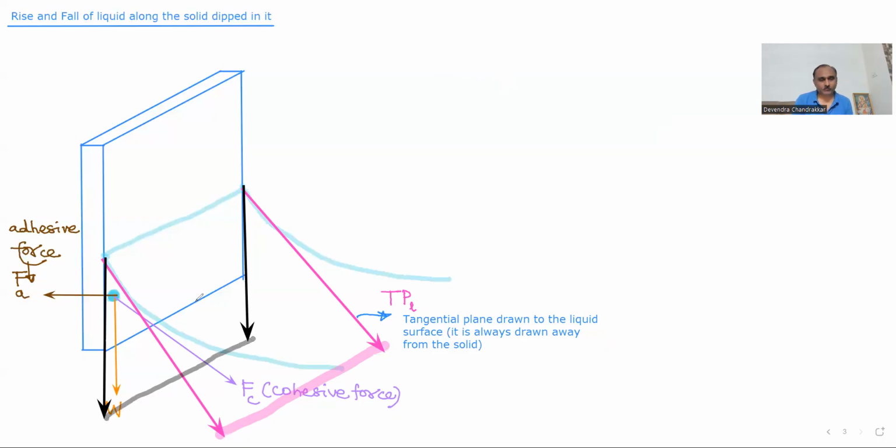Now, what is it? It is TPS. Now remember, let me write it for this also. This is the tangential plane drawn to the solid surface. It is always drawn towards the liquid. Right?